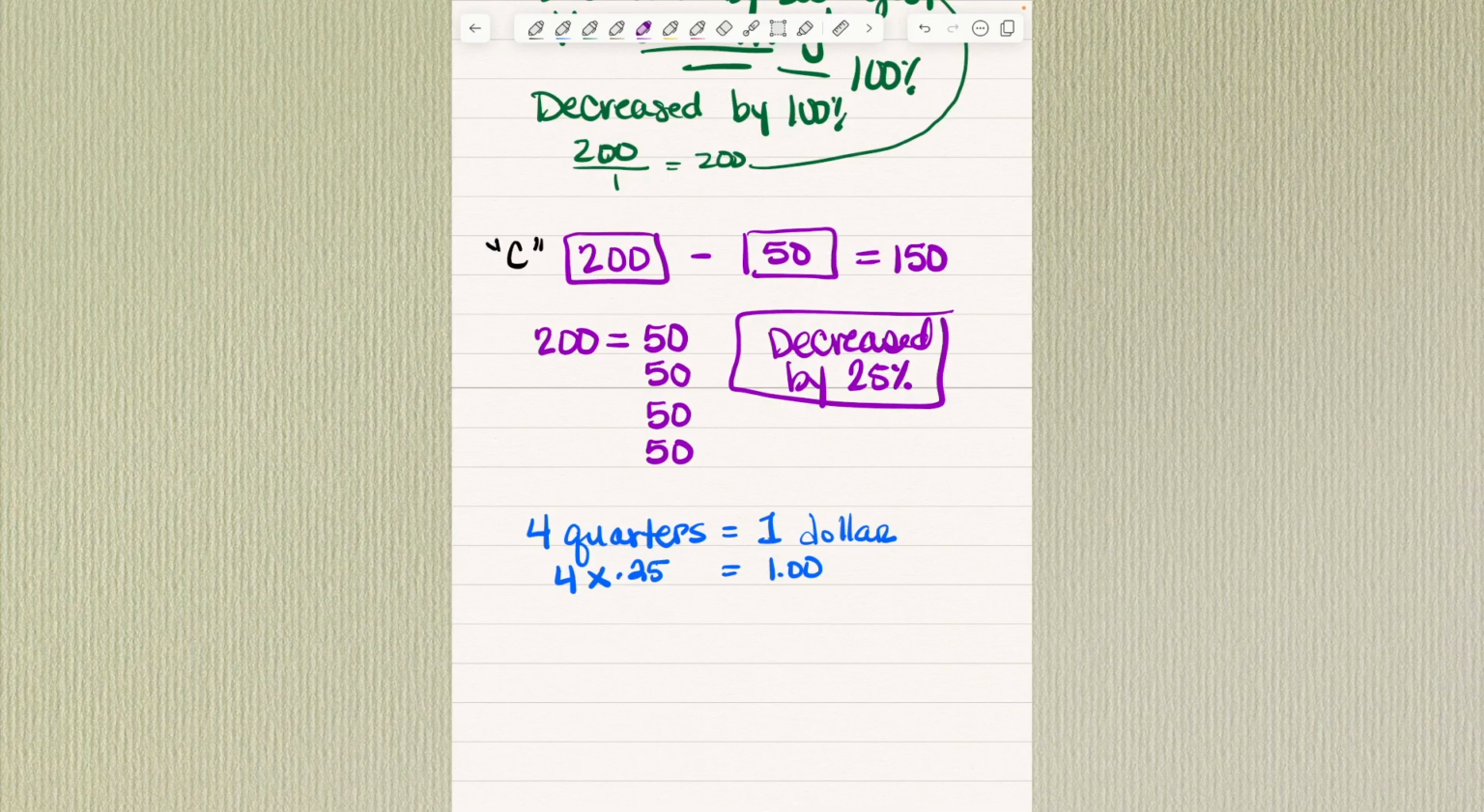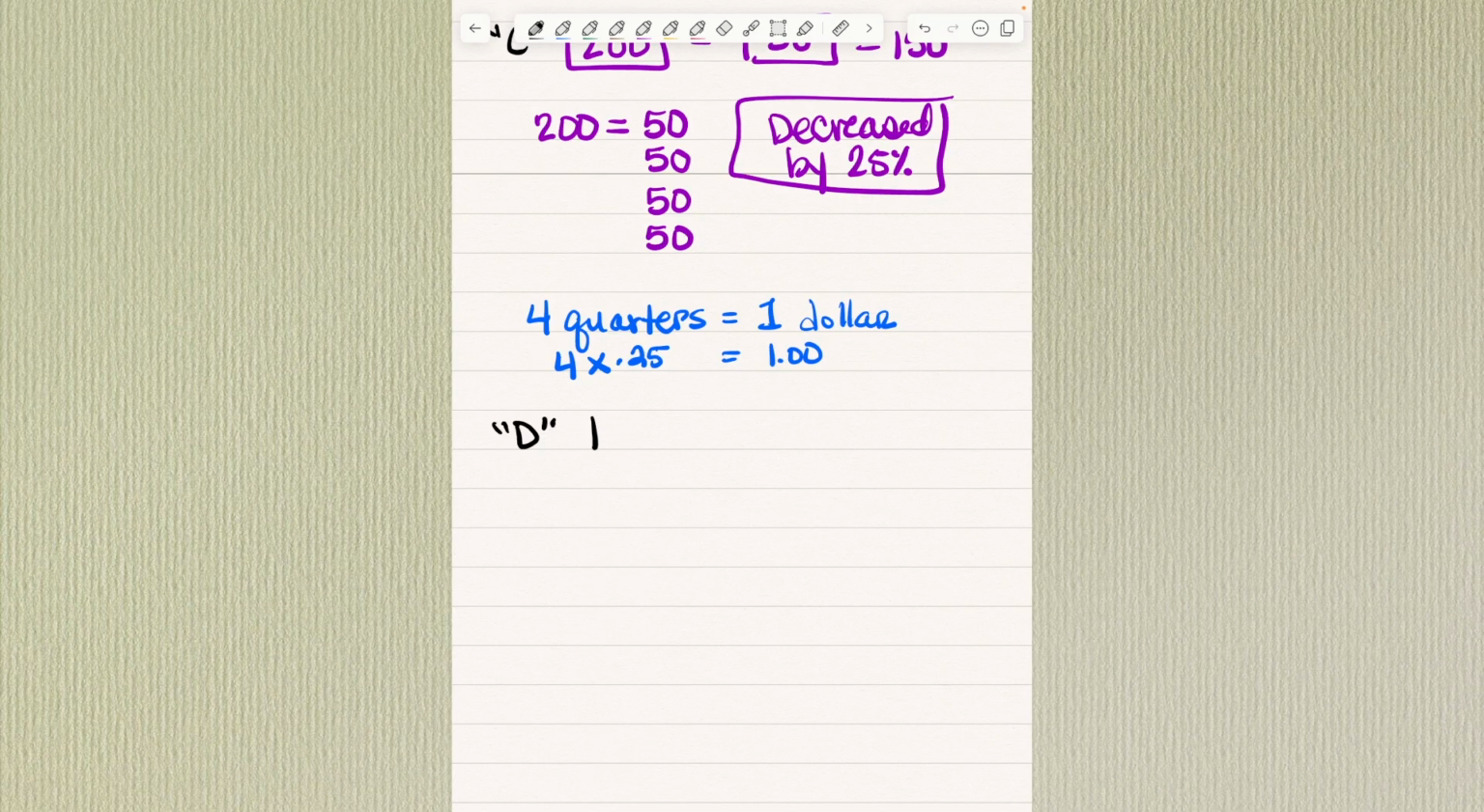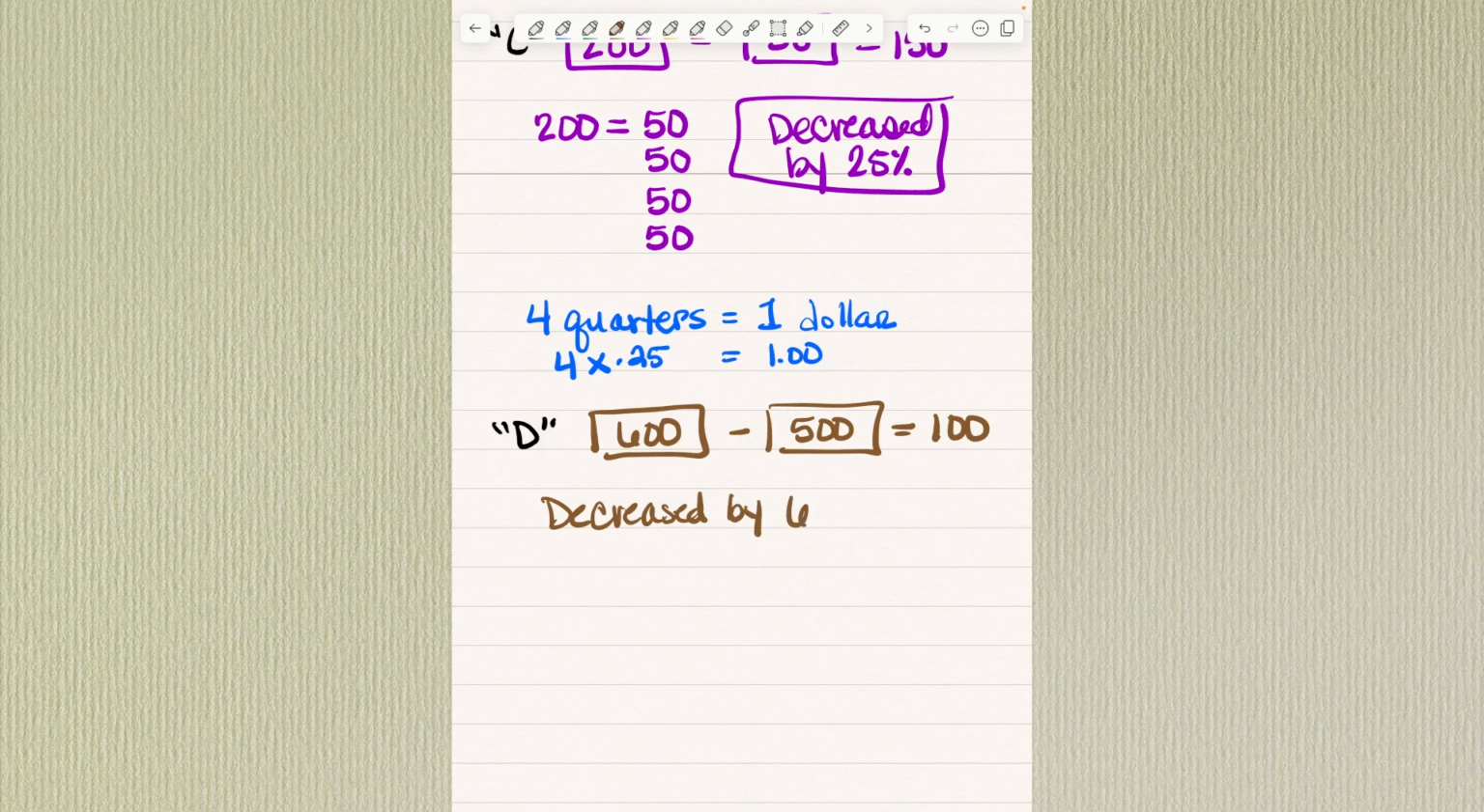I hope you are. Okay, so let's look at this one. We have 600 minus, let's say we take 500 away from it. We're left with 100 left over. Was this decreased by 600%? No. Because if it was decreased by 600%, this would have to be more, right?